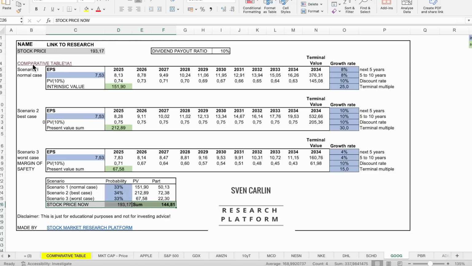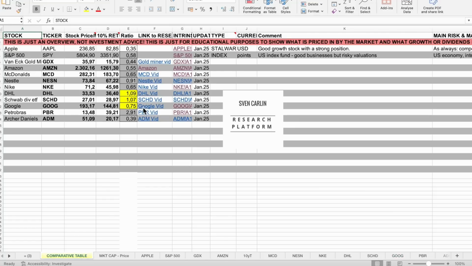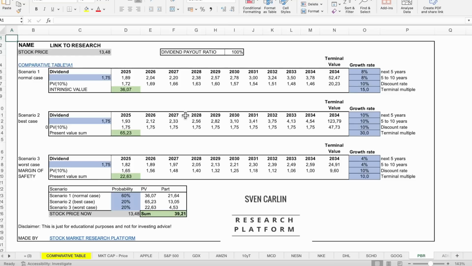So that changes the game there for Google. And then if I go back to Google, we are here and it is overvalued. It was strange that it would be fairly valued for me. Okay, that's the change there. So I'll put Google and Petroleo in the same timestamp because it's necessary. Let's go back to Petrobras.